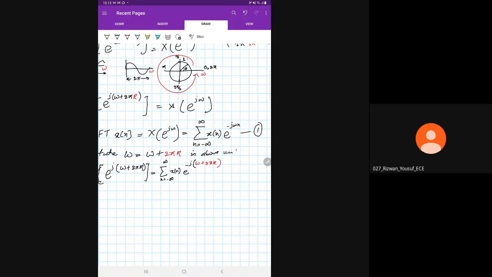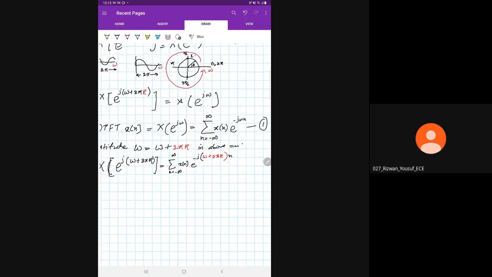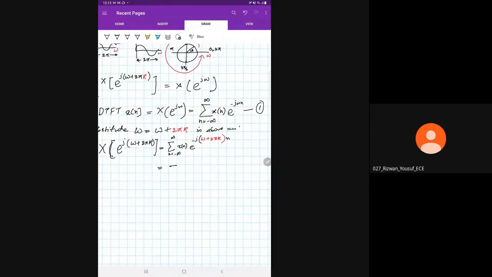then n, which can be further simplified as summation n equal to minus infinity to plus infinity x of n e raised to the power minus j omega n. When bases are the same, powers are added. So when powers are added, we can separate their bases also into e raised to the power minus j 2 pi k n. So this is what will be there.